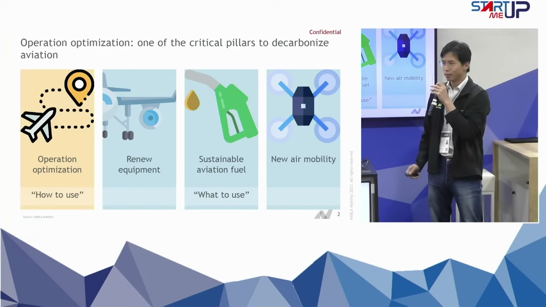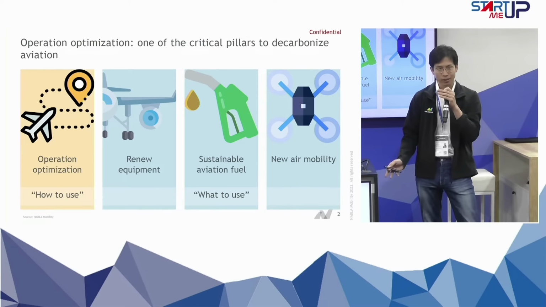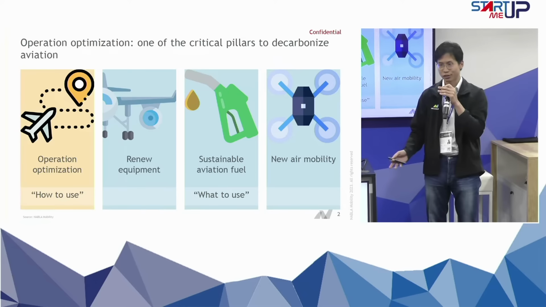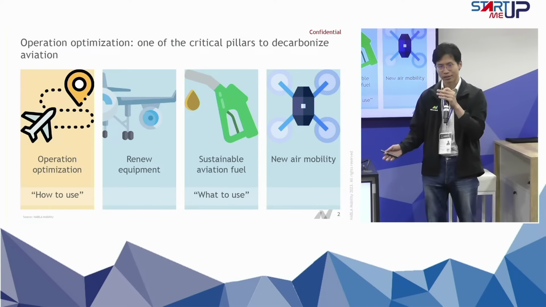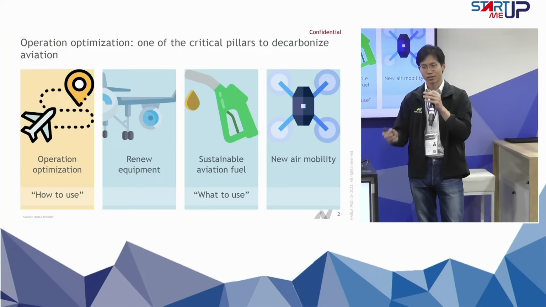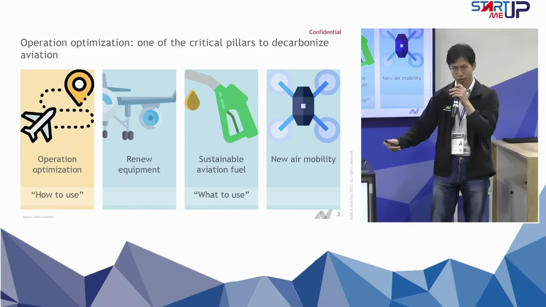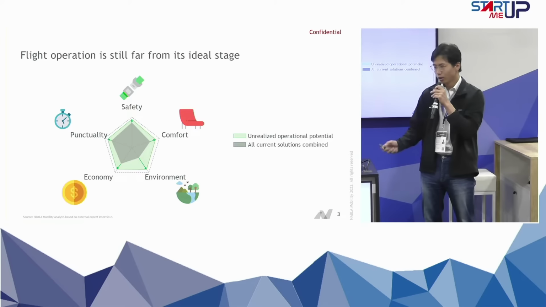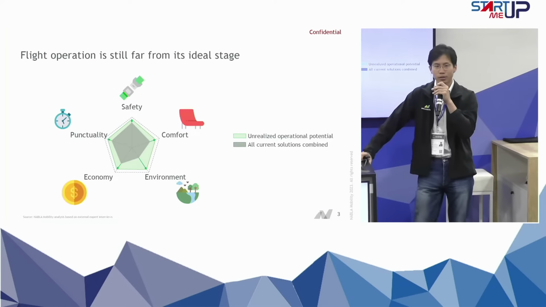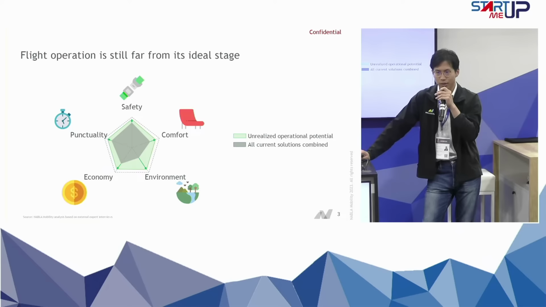I believe you all experience a lot of flight delays, turbulence, loss of luggage, loss of connecting flights, and get frustrated and complain to the airlines. So this flight operation area is still quite far from the ideal stage. What we're trying to do here is push this forward. So let's think about why flight operation is still far from the optimal status.